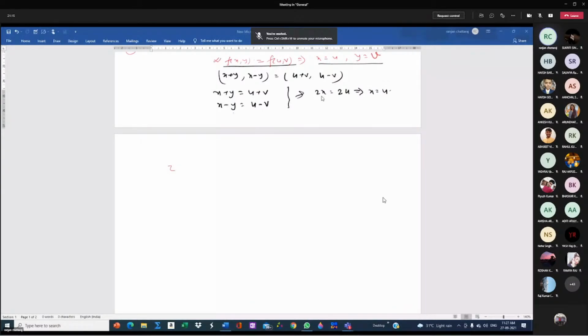Okay, so 2y is how much? Cancel out minus and plus. So 2y equals 2v, which implies y is equal to v. Okay, we are getting this. Now so that it is 1-1.